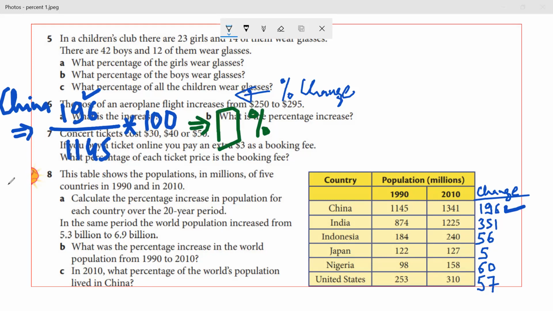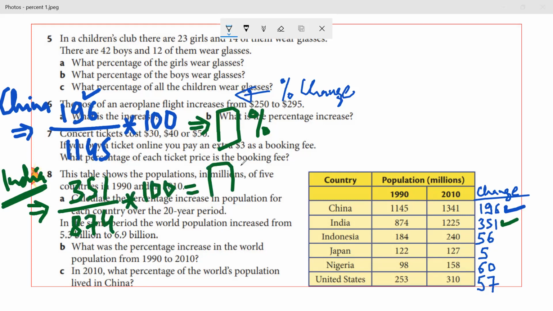Have you understood? Yes, sir. So for India, what will be the percentage change? 1225 minus 874. You can give me the answer now. 351 is the answer. 351 upon 874 into 100. For Indonesia, 56 upon 184 into 100.